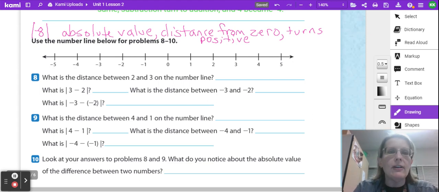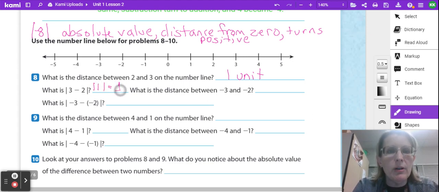So question 8 says, what is the distance between 2 and 3 on the number line? I look up here on the number line, and I can see that 2 and 3 are 1 unit apart. And then it says, what is the absolute value of 3 minus 2? So 3 minus 2, the absolute value symbol works just like parentheses. So 3 minus 2 is going to be 1, and the absolute value of 1 is just 1.